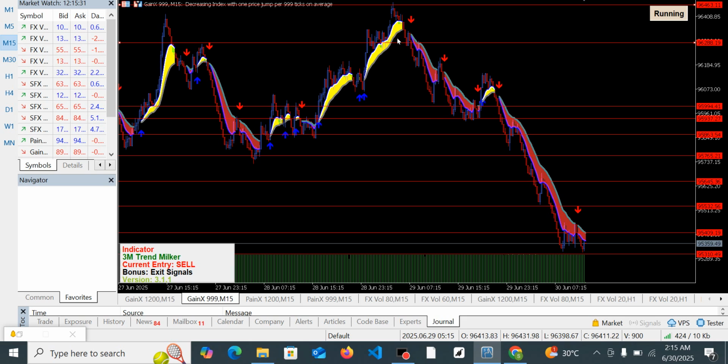Personally, I'm using the 3M trend milker trading indicator, and right from the beginning here, it gave me an entry point, and it also gave me a trend signal. The entry point is in line with the trend that it has given to me, and from the look of things, this is coming from a major resistance zone, which means if it's not breaking out above it, then definitely it should go on a downtrend.